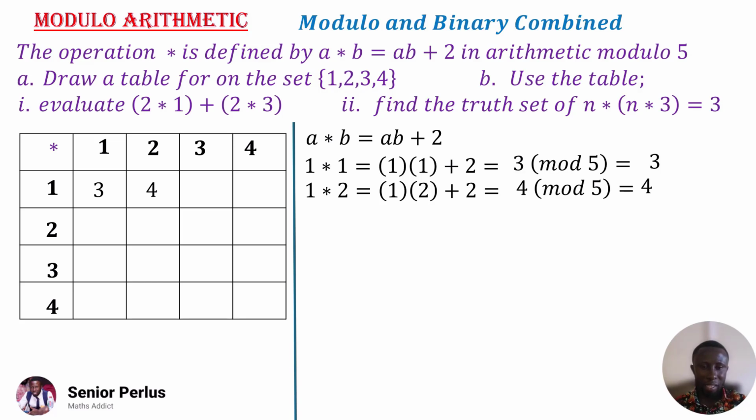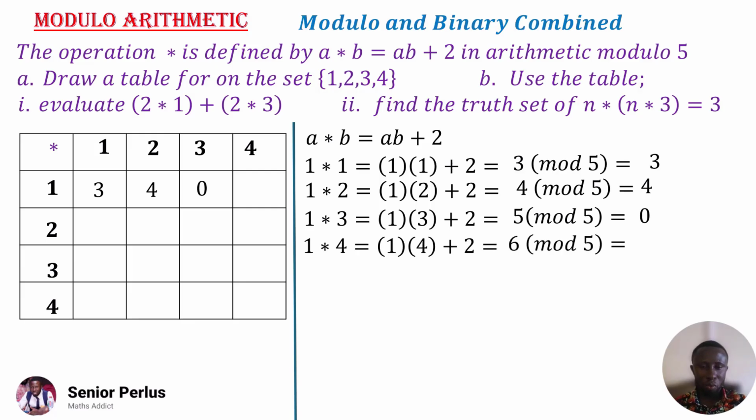1 star 3, that's 1 times 3 plus 2, and that is 5. 5 mod 5 is 0. The remainder is 0. So 5 minus 5 is 0, or divide 5 by 5. The remainder is 0. Good. So you write it nicely. 1 star 4 is 1 times 4 plus 2, and it says 6 mod 5 is 1. I'll use the repeated subtraction. So 6 minus 5 is 1. Just write it nicely.